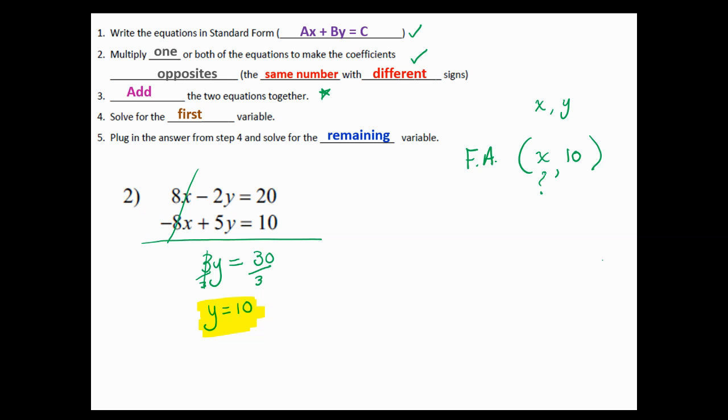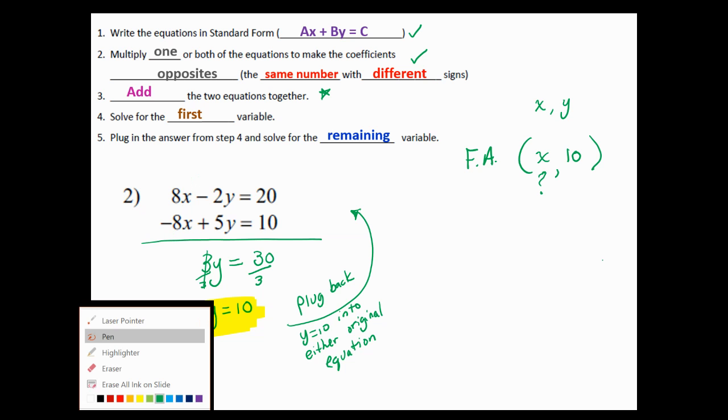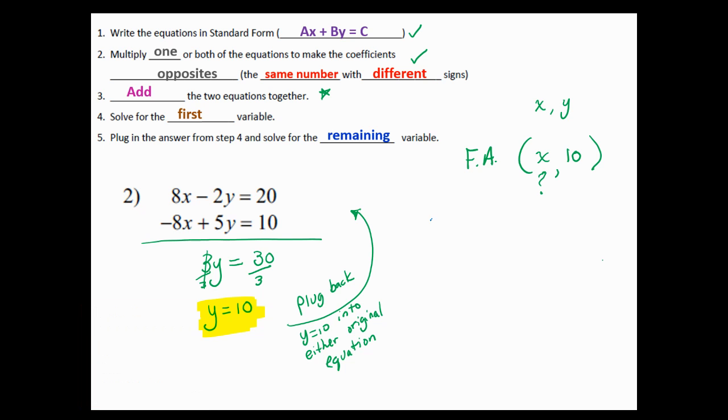So how do we find the x? So you take this equation and you plug it back in. y equals 10 into either equation, either original. Doesn't matter which one. No matter which one you pick, you'll get the same x amount. It makes no difference at all. You just pick one of them. And like I said, most students really do pick the top one, so we'll just stick with that method.